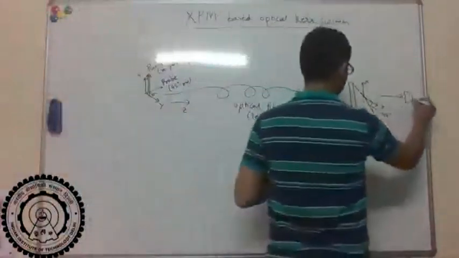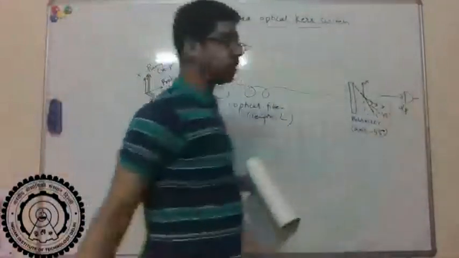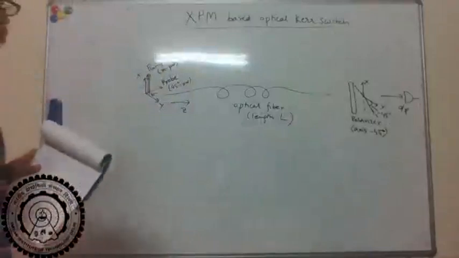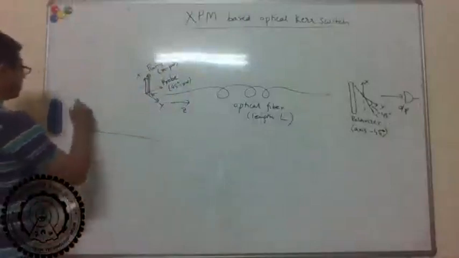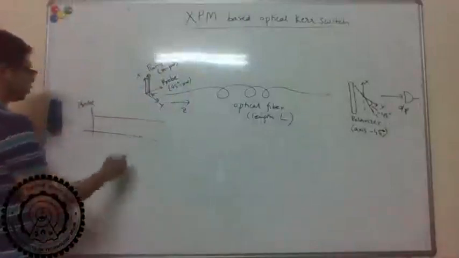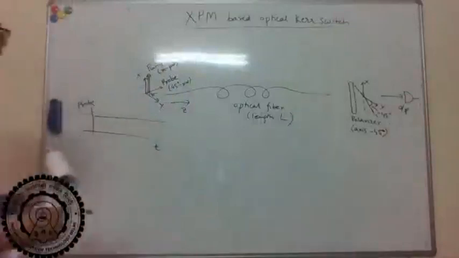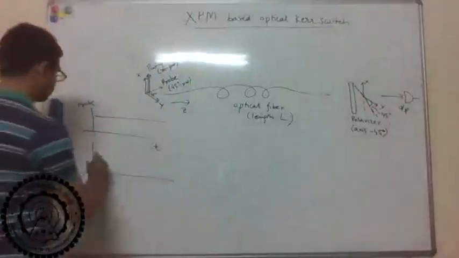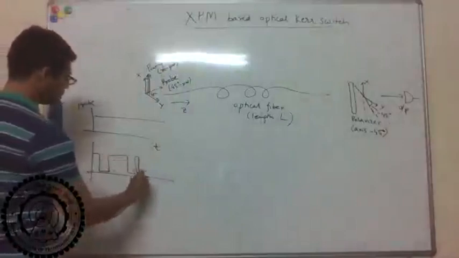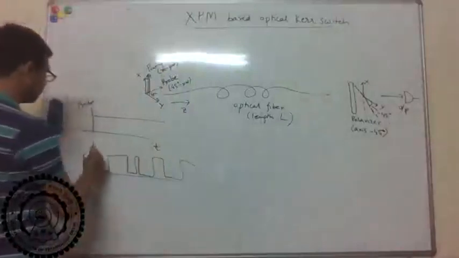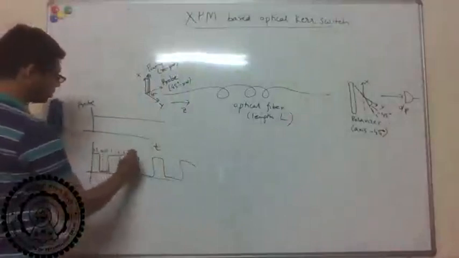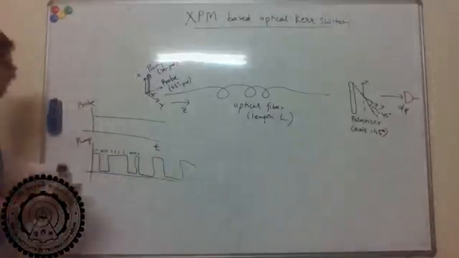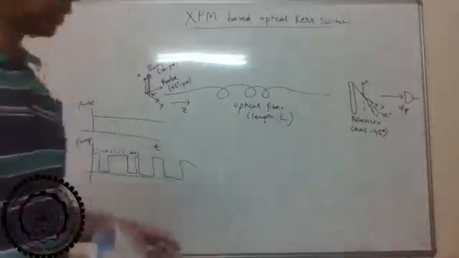Here we can detect the output on some photodetector. For example, our probe could be a CW beam, so the probe intensity could be constant with time, and let's say we want to put some data onto the probe. Let's say our pump has some signal on it, going up, down, up, down, with bits like 1 0 1, and we want to transfer this onto the probe.